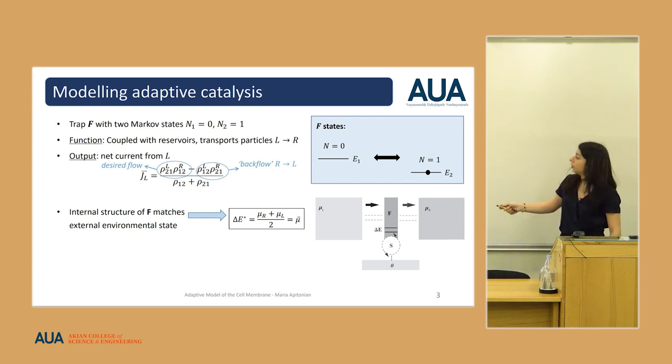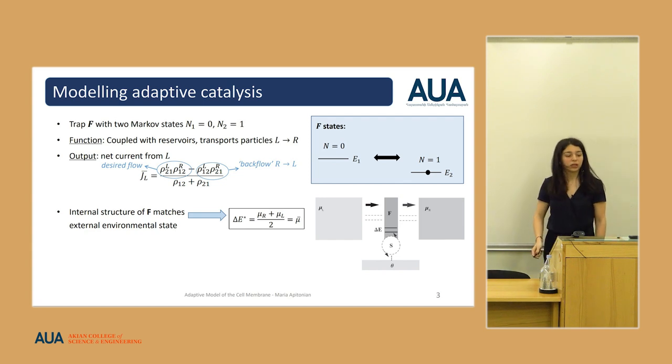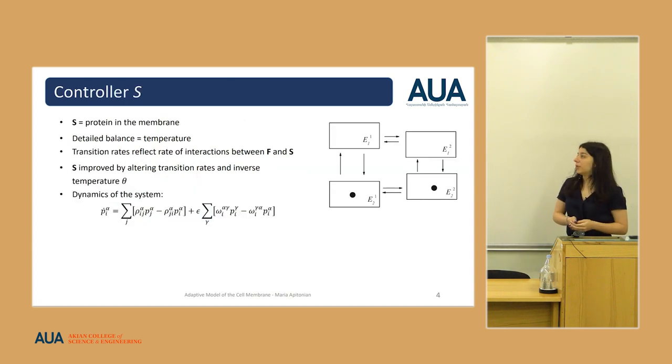So now to discuss the controller structure S. This is the structure right here with its own parameter, inverse temperature theta. And it's indirectly altering the state delta E of the machine. The controller represents a protein in the membrane, and its transition rates obey detailed balance. What does detailed balance mean? Well, it simply indicates that each elementary process is in equilibrium with its reverse process, and that the controller always has a precisely defined temperature, so all processes are assumed to be quasi-static.